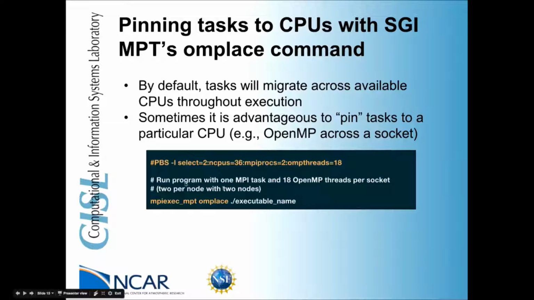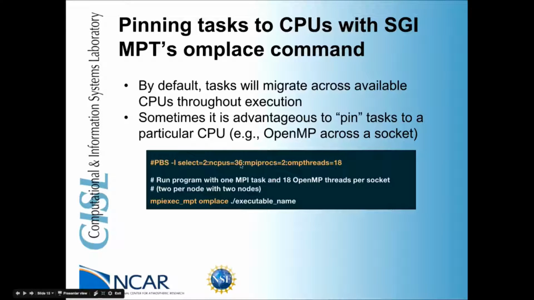So here's an example. Let's say I wanted to have a hybrid job, and in this hybrid job I'm exploiting two different types of parallelism. I'm exploiting distributed memory parallelism with MPI, and I'm exploiting shared memory parallelism within the node using OpenMP. So here I'm asking for two nodes, which each have 36 CPUs or cores. I'm asking for two MPI processes and 18 OMP threads per MPI process. So again, if you do the math, 2 times 18 is 36.